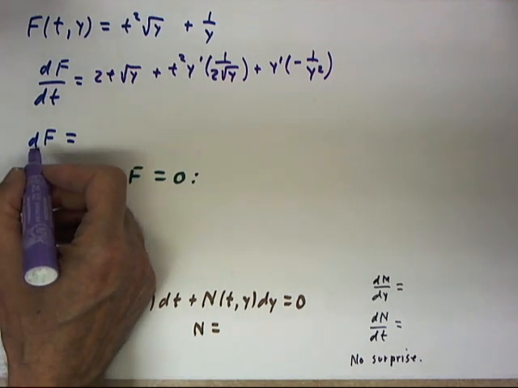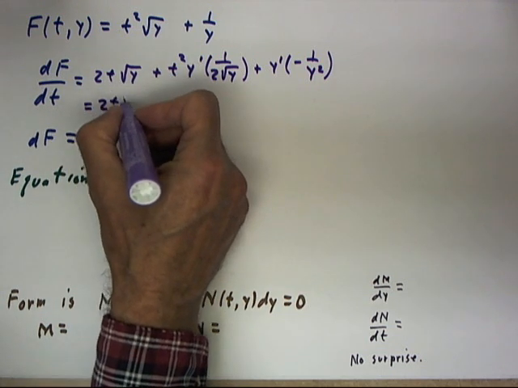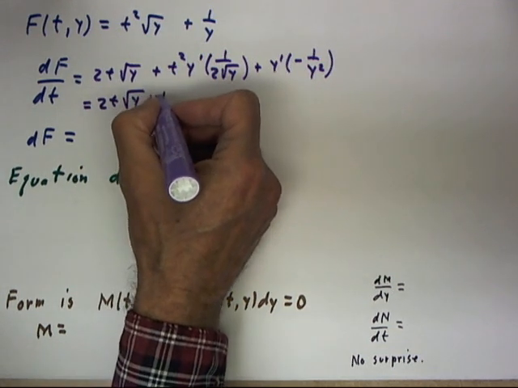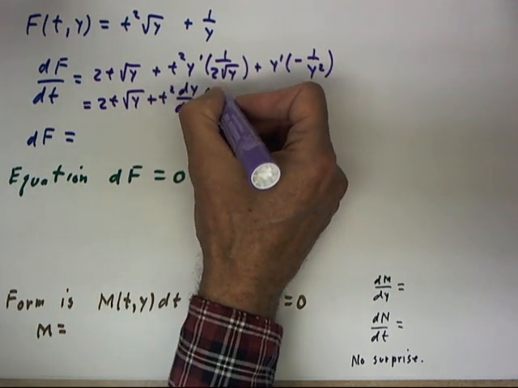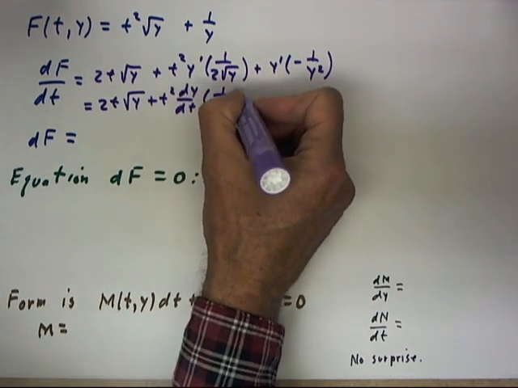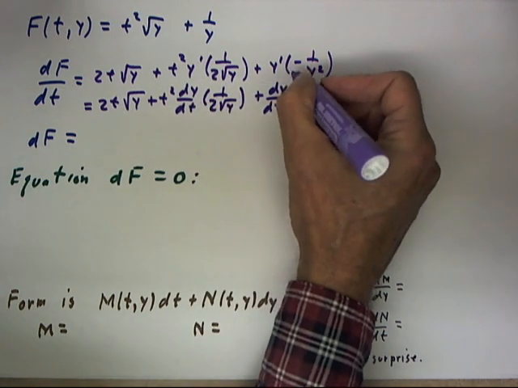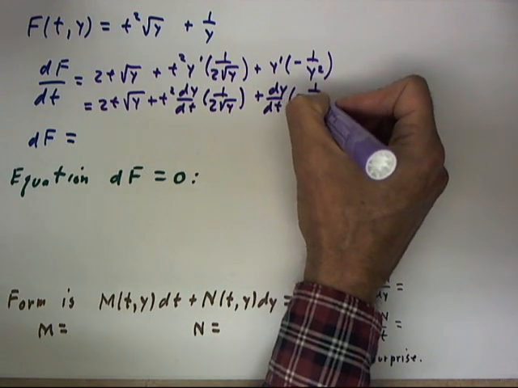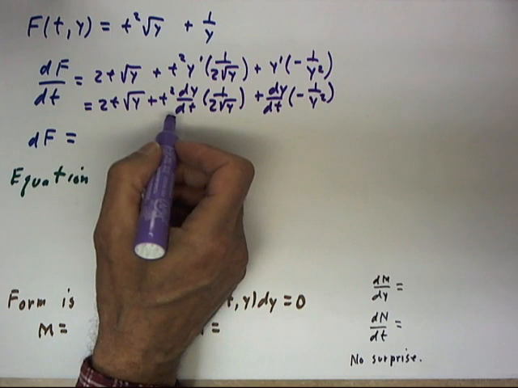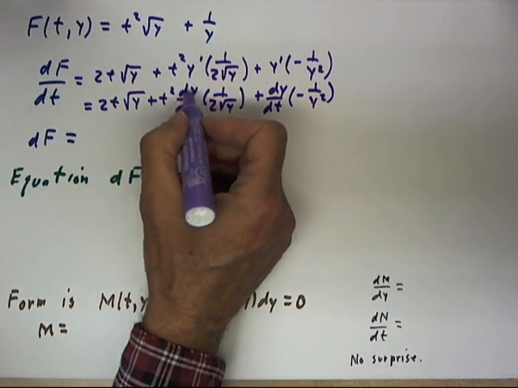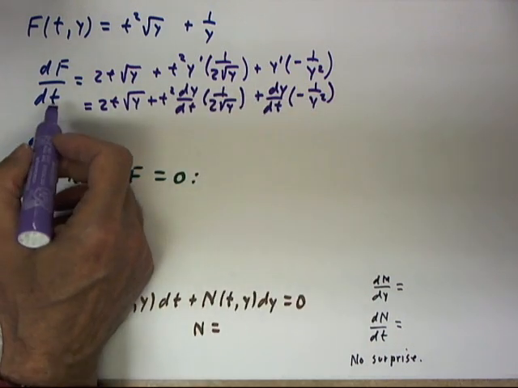So that df, well, let's write this out one more step. 2t square root of y plus t squared dy dt times 1 over 2 square root of y plus dy dt times negative 1 over y squared. And I could have put my negative here and didn't think of it. Okay. All I've done in this step is replace y prime by dy dt.